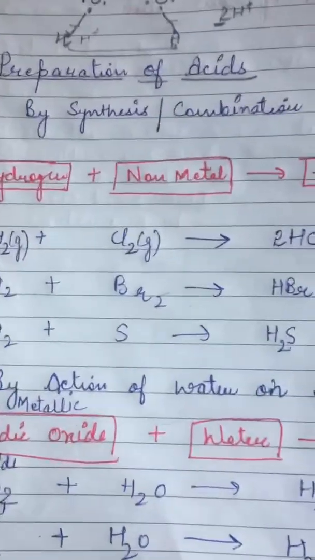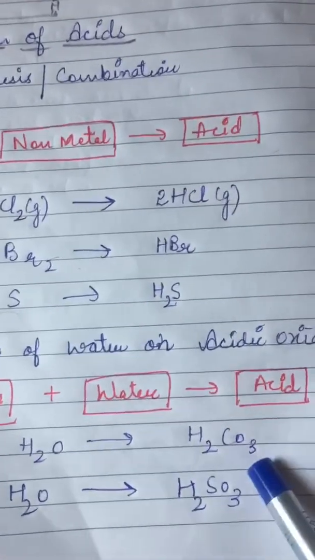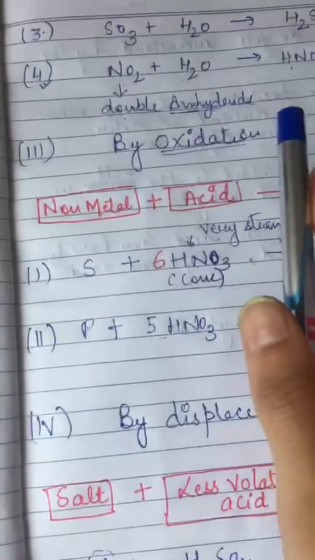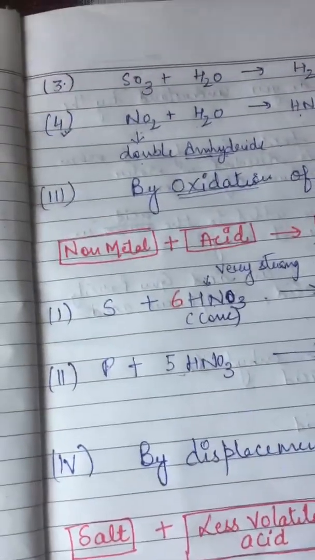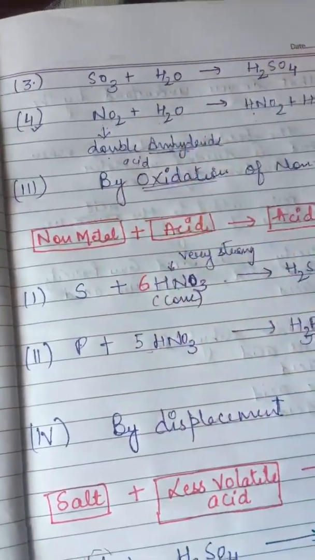Understand? So how can a question come? Write the anhydride of carbonic acid. Write the anhydride of sulfurous acid. Right? Name the acid, name the oxide that acts as a double acid anhydride. So it is NO2.